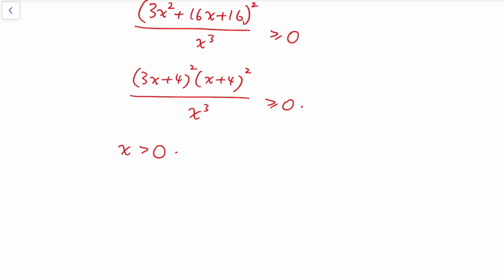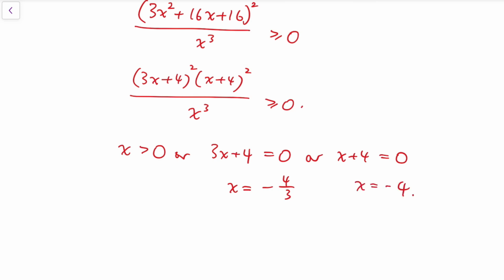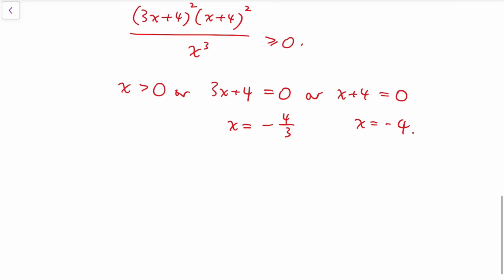We know that when x is 0, then the inequality is undefined because then the denominator will be 0. But when x is negative, then x cubed of course is negative. However, there are also some special cases which allow the fraction to be equal to 0, which is when 3x plus 4 or x plus 4 equals 0. And so either we have x to be positive, or if x is negative and x equals minus 4 over 3 or minus 4, the inequality will still hold because for those negative numbers, the fraction will be equal to 0. So this is the final answer.